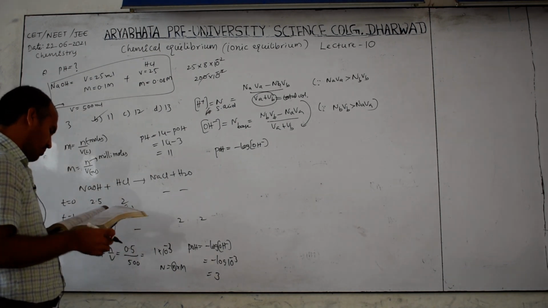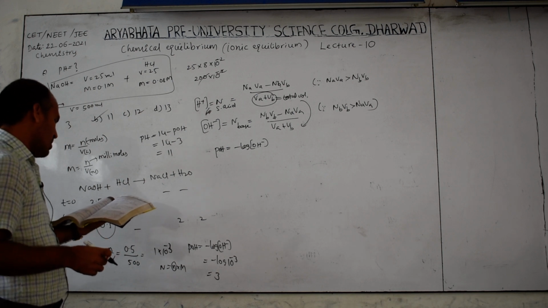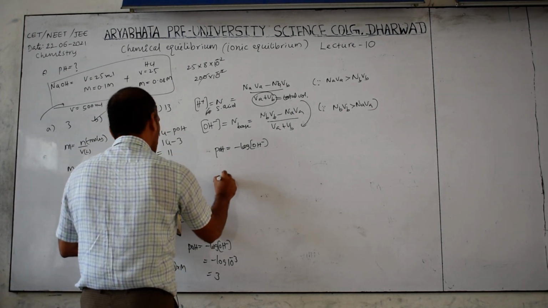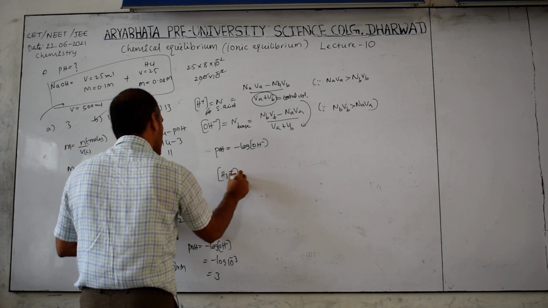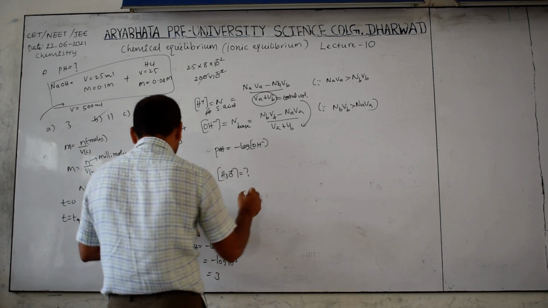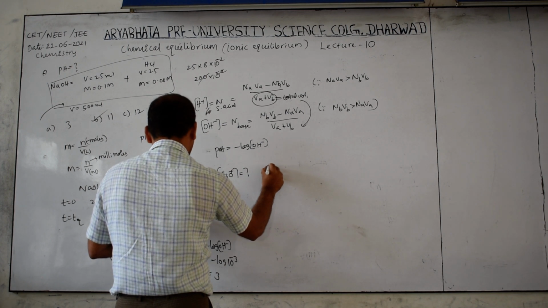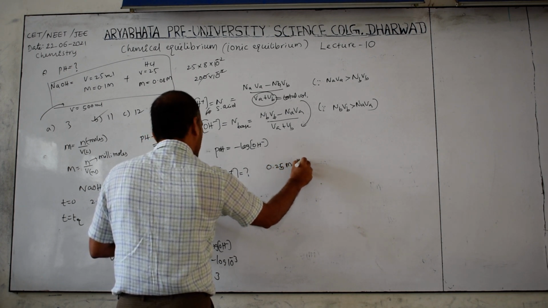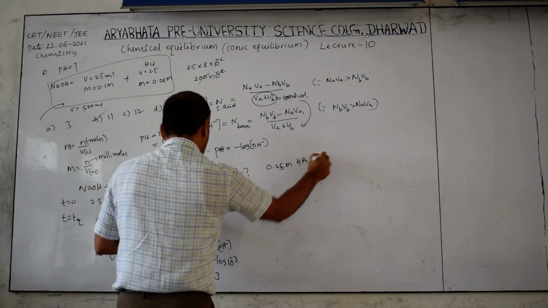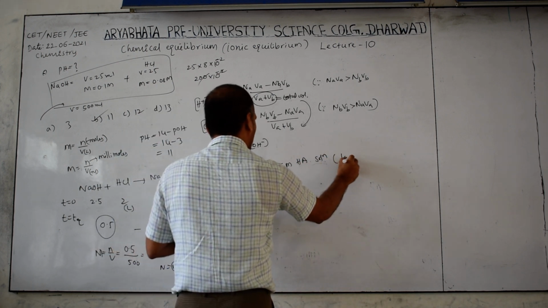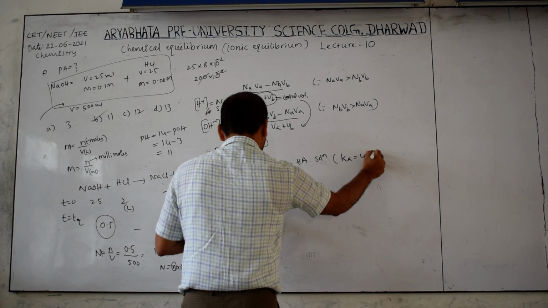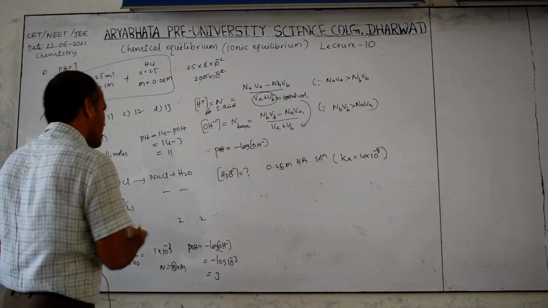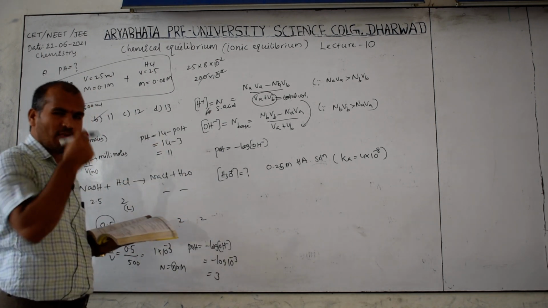Next one. What is the hydronium ion concentration of a 0.25 M HA solution, and in brackets they have given Ka is equal to 4 into 10 power minus 8. If Ka is given, it is compulsory a weak acid. If Kb is given, that is compulsory a weak base.